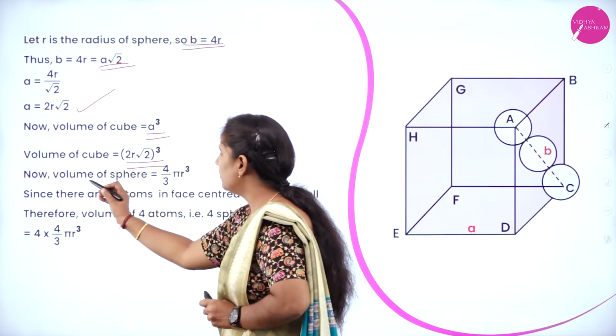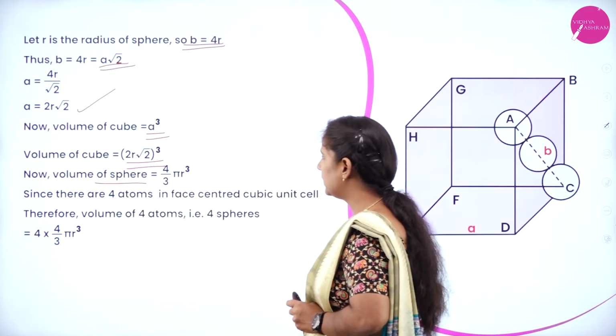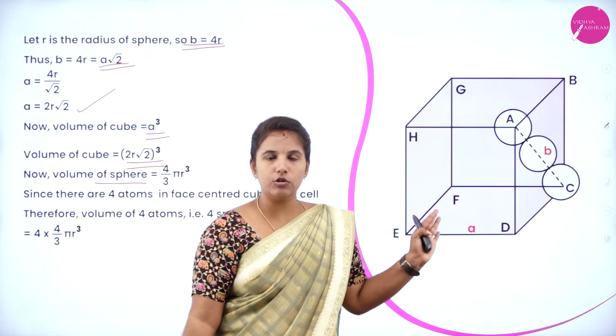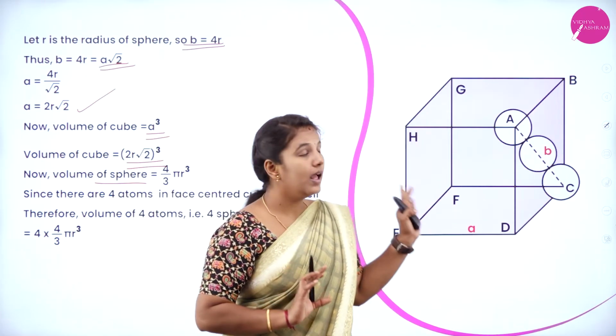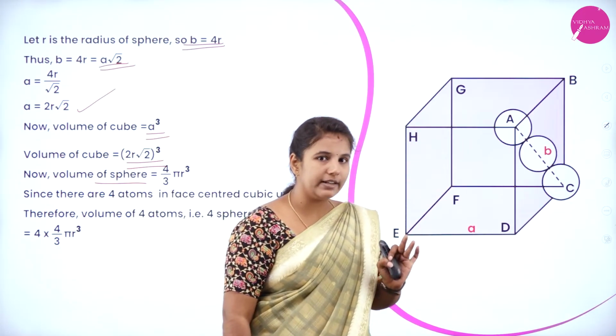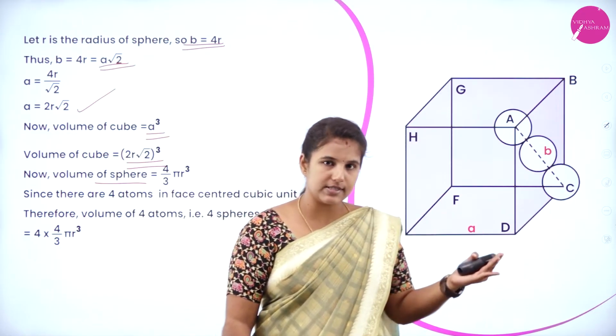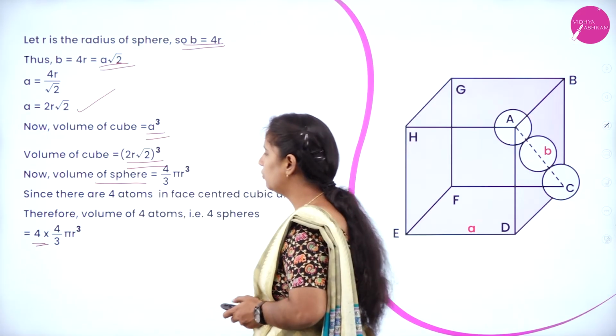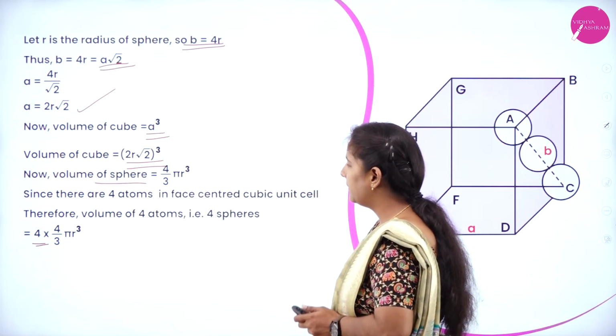Now, the volume of the sphere is obtained by 4 by 3 pi r cube. Since we know that it is a face-centered cubic unit cell, how many particles will be there? In addition to the 8 corner particles, we have a particle at each face center, and it is shared with the 2 faces. Correct, no? Hence, it is 4 particles into 4 by 3 pi r cube.